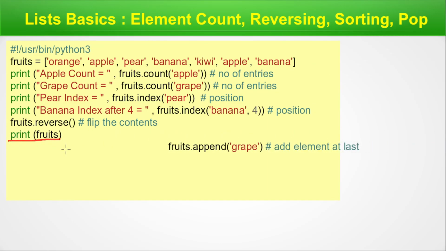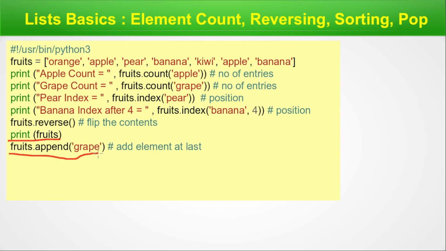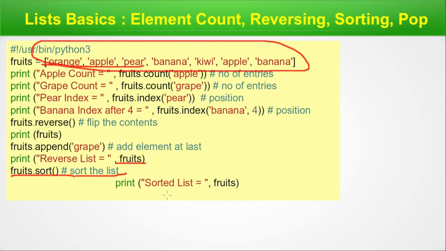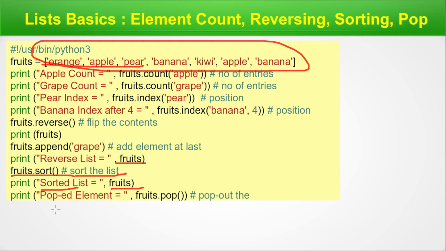Next we have the print fruits. We print this thing. Next we have the append operation, and we add grape. So grape, you can see it was not here, so we added grape as the last element, using the append method to add it at the end. Next we print the fruits. Okay, and then we write fruits dot sort. So it will do the sorting. That means it will sort all the names. Then we write the sorted list, and then we give the fruits, and then we have print popped element, then fruit dot pop.